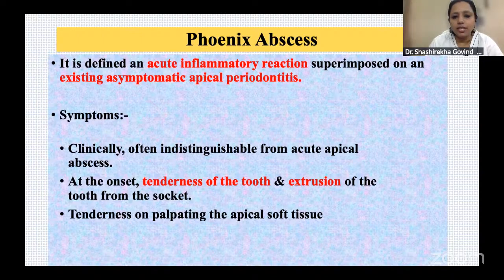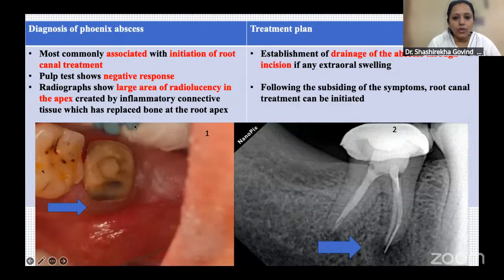Clinically, often it is indistinguishable from acute apical abscess. There is sudden onset, tenderness of the tooth, and extrusion of the tooth from the socket. On palpating, you have tenderness of the apical soft tissue. So how are you going to diagnose the Phoenix abscess? It's mostly associated with initiation of the root canal treatment, and usually the pulp test shows negative. The radiograph shows a large area of radiolucency in the apex created by inflammatory connective tissue which has replaced bone at the root apex.